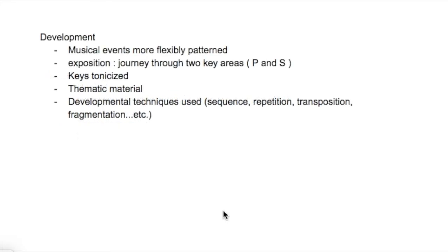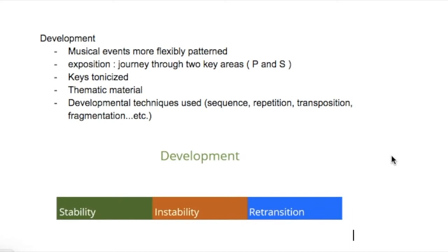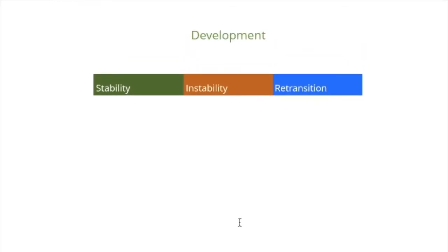Although the development section of a sonata form is considered to be much more flexibly patterned, it still follows a particular dramatic trajectory. So it can be summarized this way. Let's take a look at this graph here. The development section of a sonata form usually features these three areas.